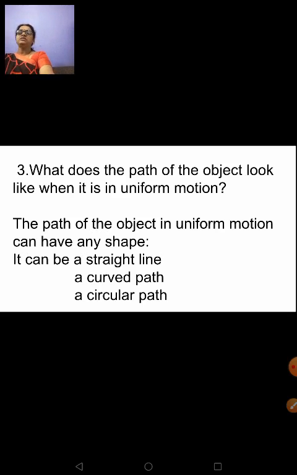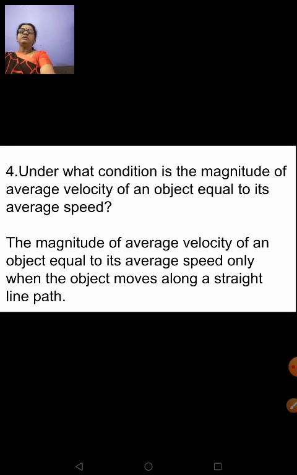Okay, now next question. Under what condition is the magnitude of average velocity of an object equal to its average speed? The magnitude of average velocity of an object is equal to its average speed only when the object moves along a straight line path. So the magnitude of average velocity of an object is equal to its average speed only when the object is moving along a straight line. Clear to you?